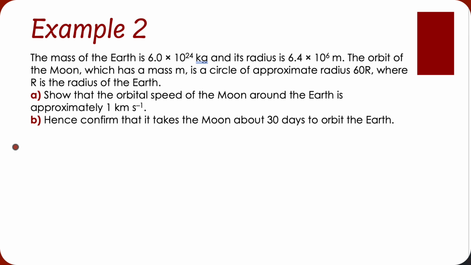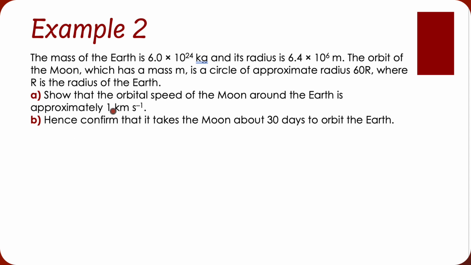Let's do another example. We have the Earth and its radius given to us. Many places might have this in the data booklet, but it's not in ours. We have the orbit of the Moon with its mass, and it says it's in a circle of approximately 60 times the radius of the Earth. Show that the orbital speed of the Moon around the Earth is approximately 1 kilometer per second.